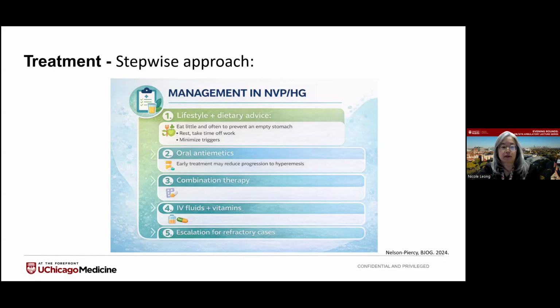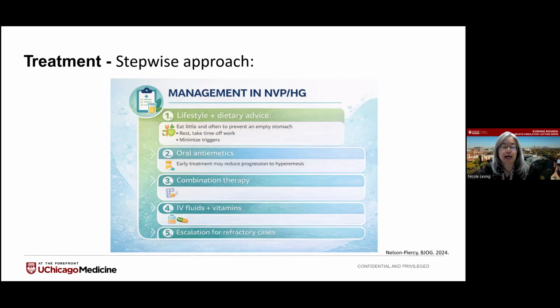And then more frequent but very small snacks or meals throughout the day to just prevent an empty stomach can help. And then really minimizing triggers. Some people have more triggers with brushing their teeth or smells or cooking certain things. So just trying to avoid whatever triggers nausea and vomiting can initially be very helpful for people with very mild symptoms.